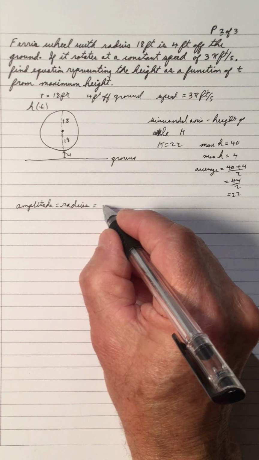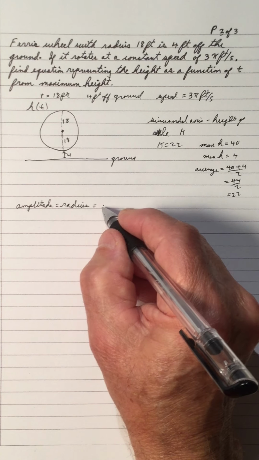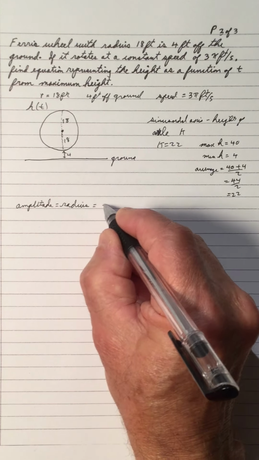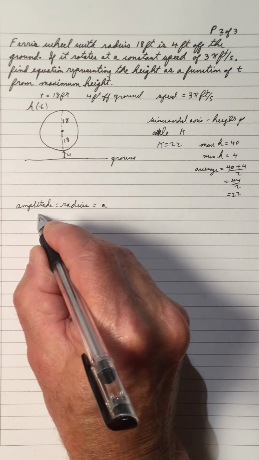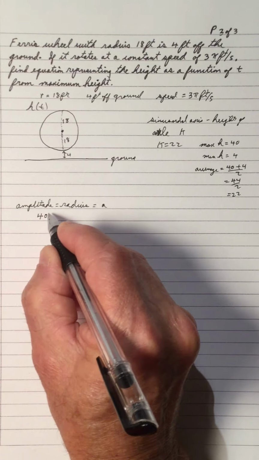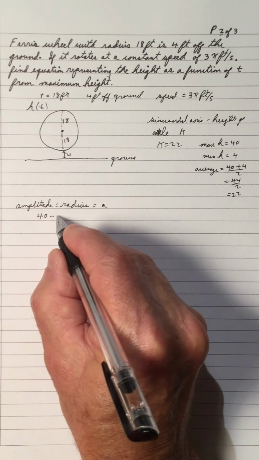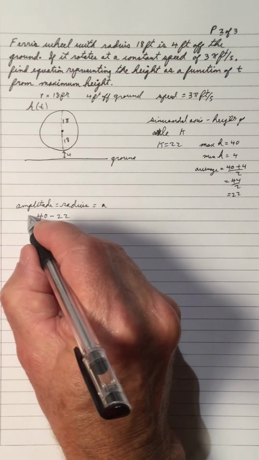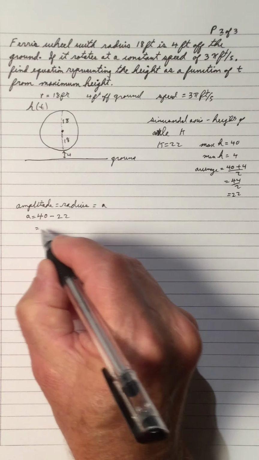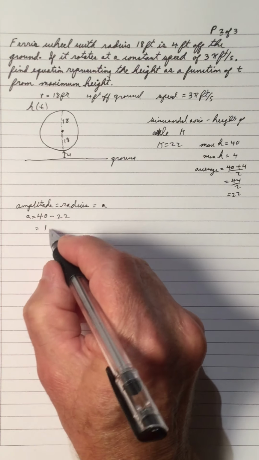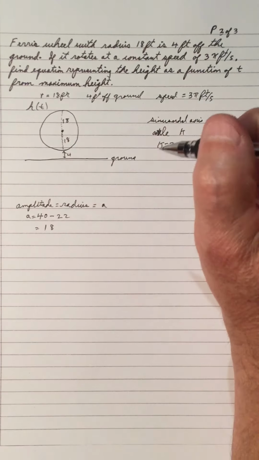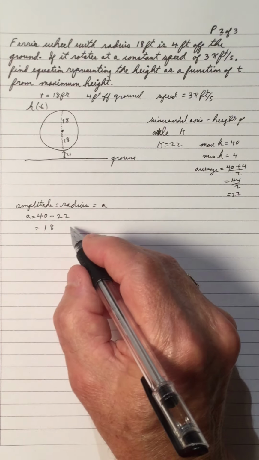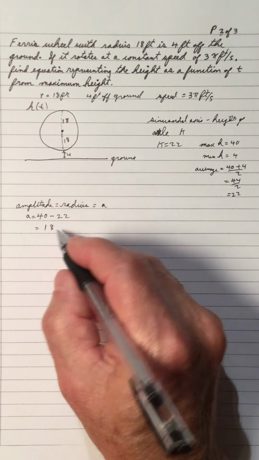So in this case, A is the maximum height, which is 40, minus the sinusoidal axis. So A is 18. So the amplitude is the radius, 18.